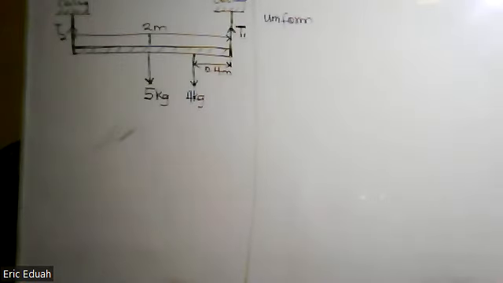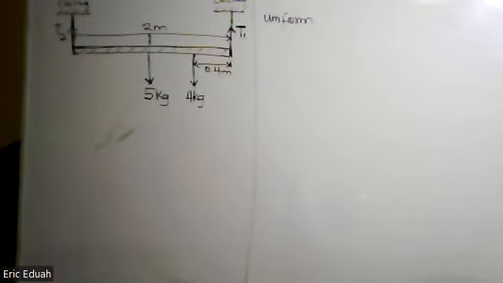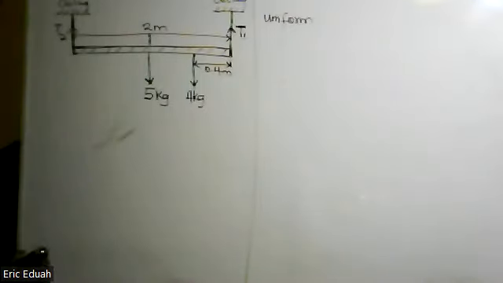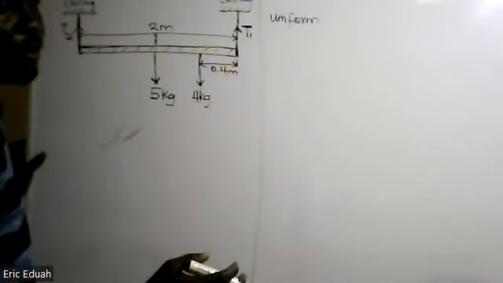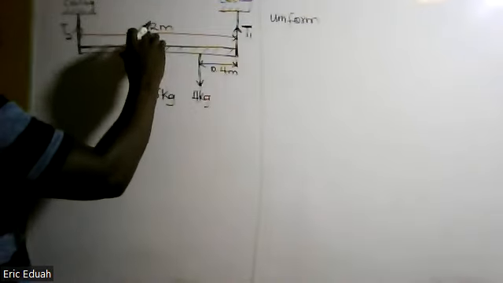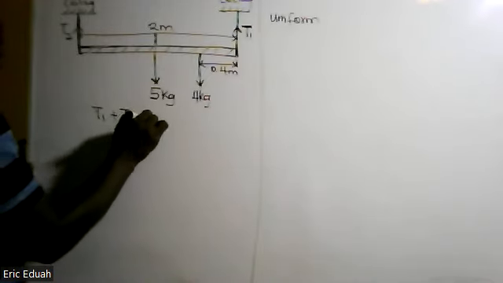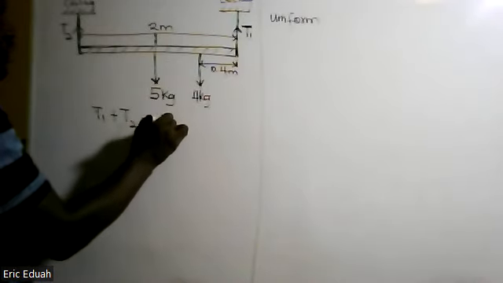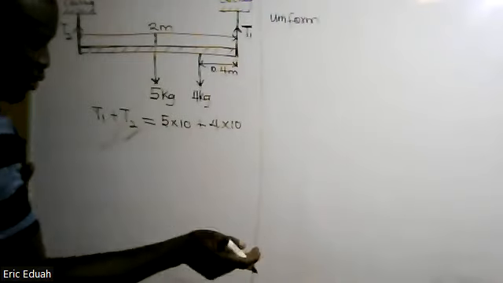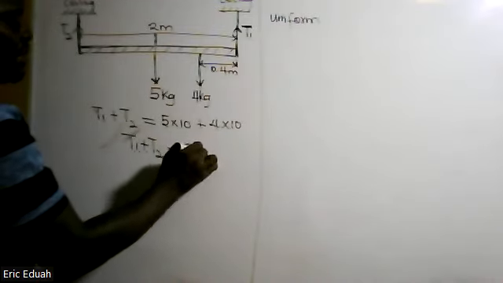Yes, please. Okay. Now, to calculate the tension, you see, solving problems with moments, we are always using the principles of moment. What's the first principle? Sum of forces in one direction must be equal to the sum of forces in the opposite direction. So what are the forces in the upward direction? T1 plus T2 must be equal to the downward forces, which is 5 kilogram times 10 plus 4 kilogram times 10. We are converting the masses to kilogram. So we have T1 plus T2 being equal to 90 Newton.